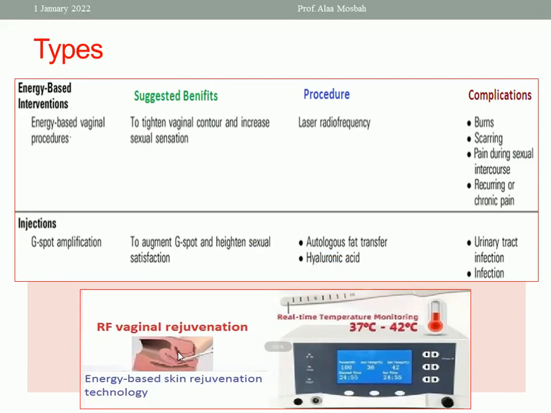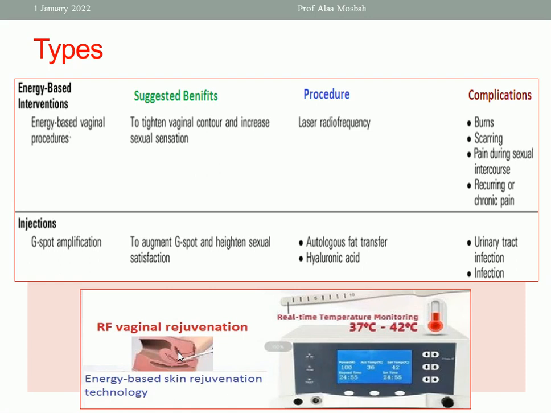Other procedures like energy-based intervention and injection. What is the energy-based intervention? Like laser, radiofrequency devices. The suggested benefit is to tighten vaginal contour and increase sexual sensation, but the complications include burns, scarring, pain during sexual intercourse, and recurrence, and lastly chronic pain.